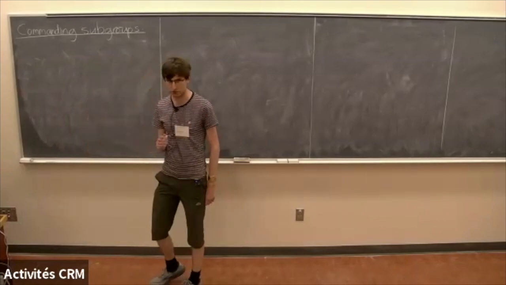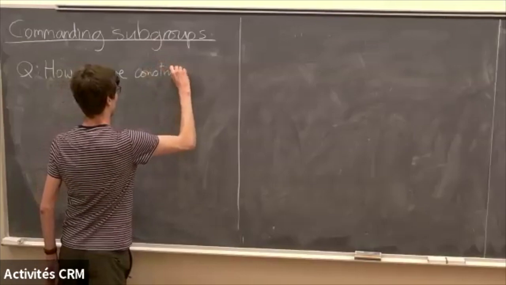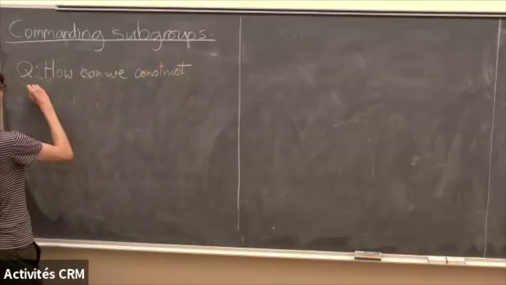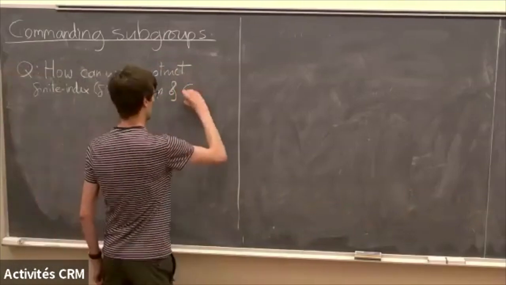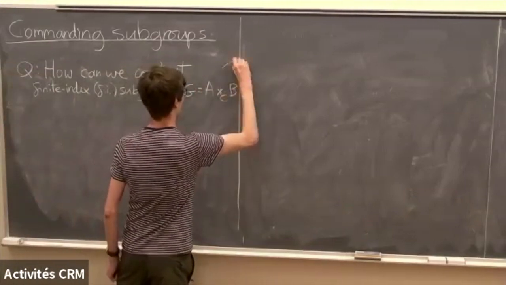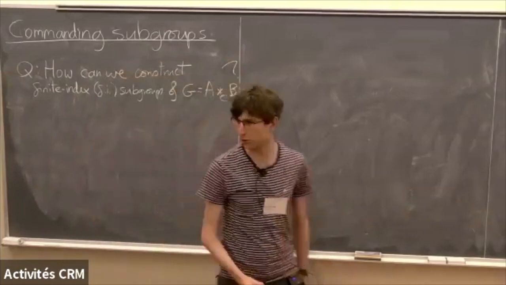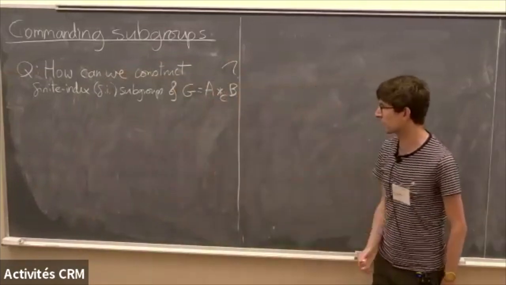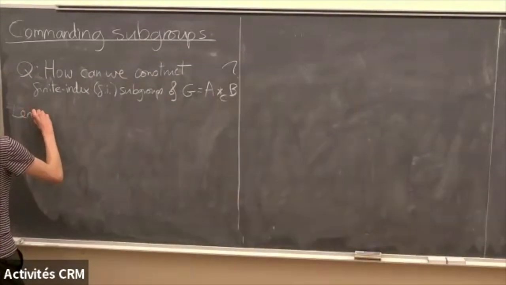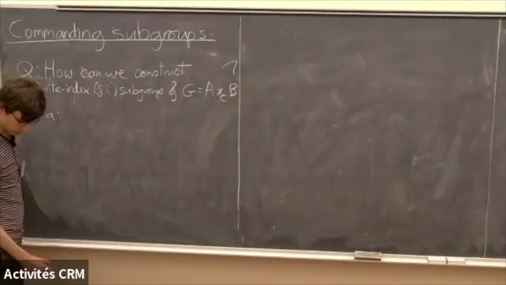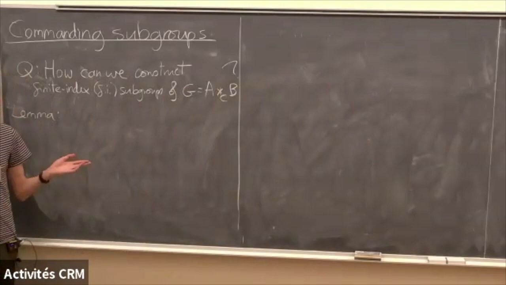Okay, so I'll start with the following question. How can we construct finite index subgroups of an amalgam of groups A and B over C? So one approach towards answering this question is given by the following lemma.